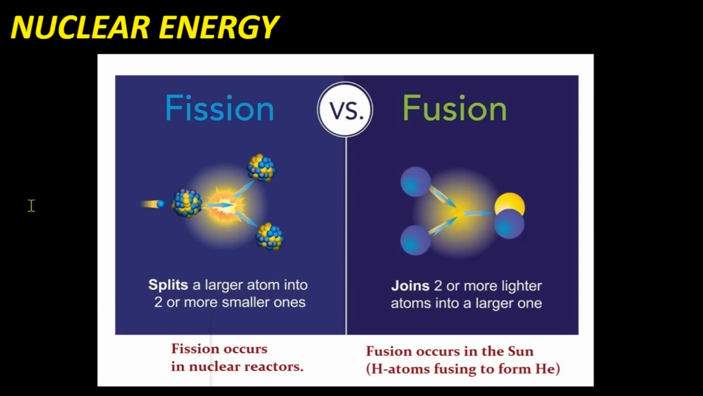In terms of nuclear energy, we have fission reactions and fusion reactions. In fission reactions, which typically occur in nuclear reactors, we have one large atom splitting into 2 or more smaller atoms. In a fusion reaction, you would have 2 smaller or lighter atoms joining to form a larger one. Fusion reactions occur in the sun all the time, where hydrogens fuse to form heliums.